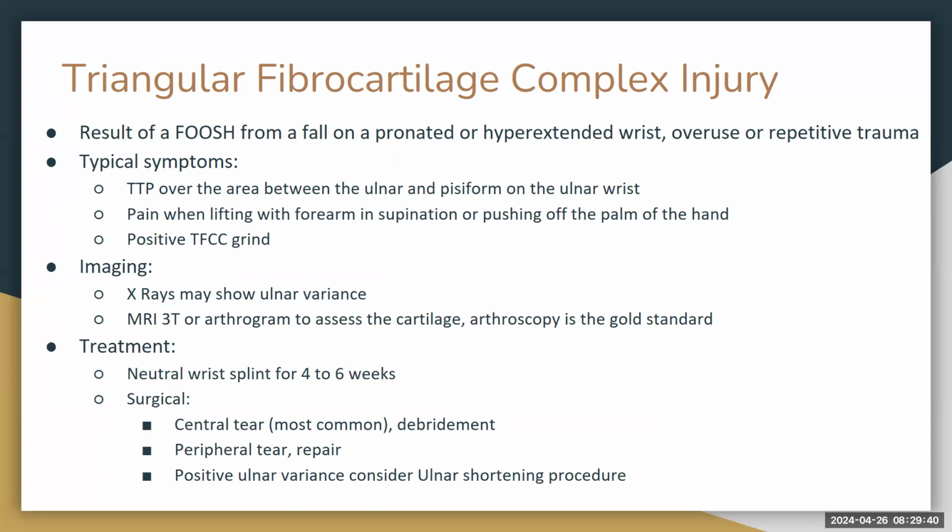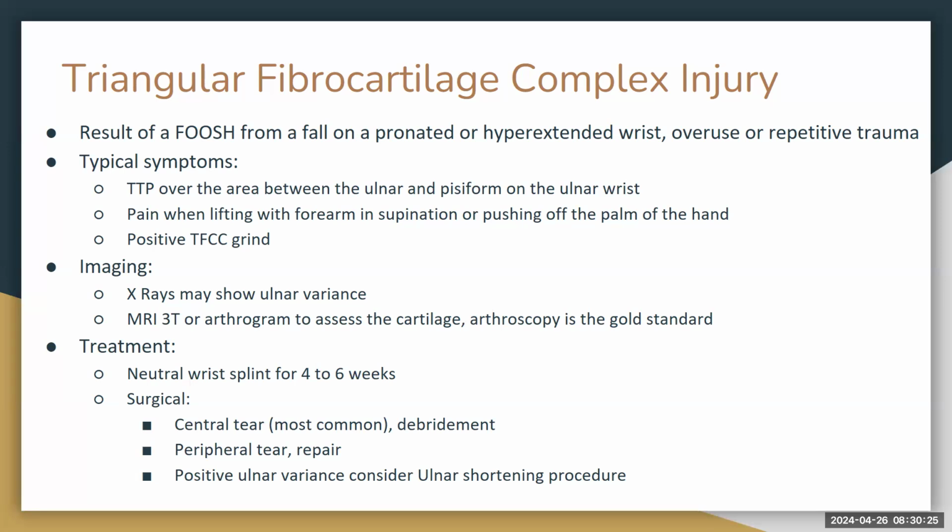TFCC injury, these typically are from a fall on a pronated hand or hyperextended hand, overuse or repetitive trauma. Typical symptoms are tenderness over the TFCC region, pain when lifting with forearm supination or pushing off the palm of the hand. Kids talk about having pain with push-ups or pain with getting up off the chair. Positive TFCC grind. X-rays may show ulnar variance, which we talked about a little bit earlier, with the positive ulnar variance being a higher risk for this. MRI 3T, or 3 Tesla, you need for this to evaluate, or an arthrogram, because you're assessing that cartilage, and then arthroscopy is the gold standard.